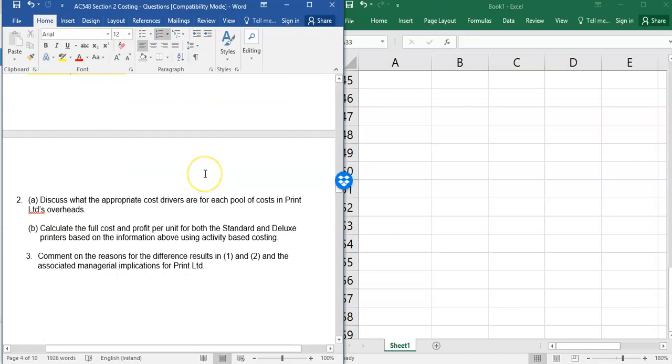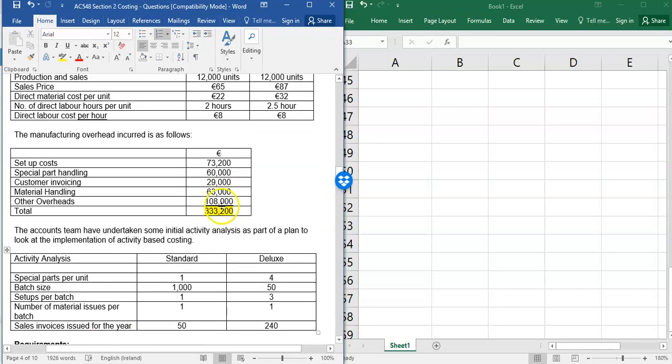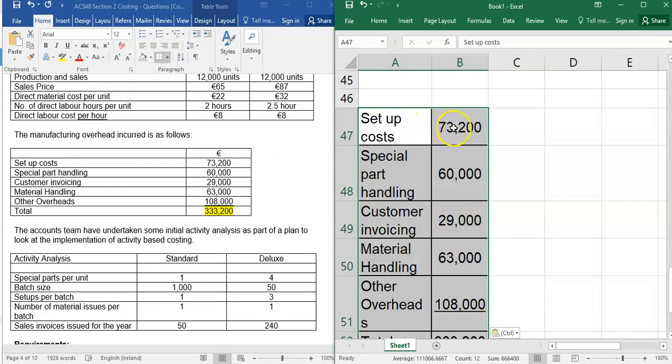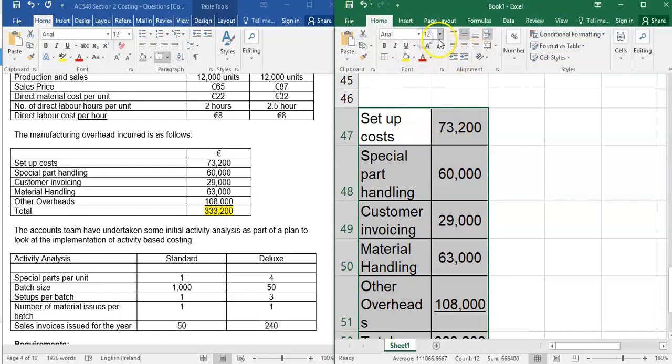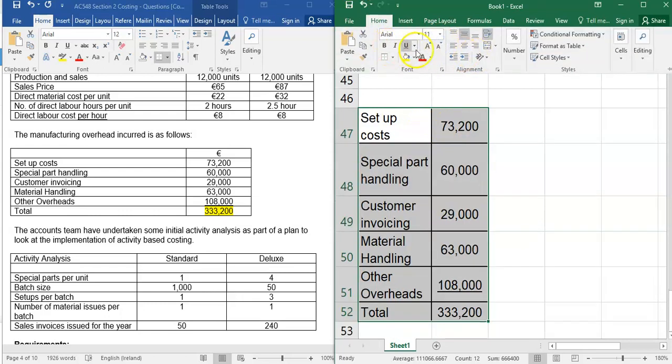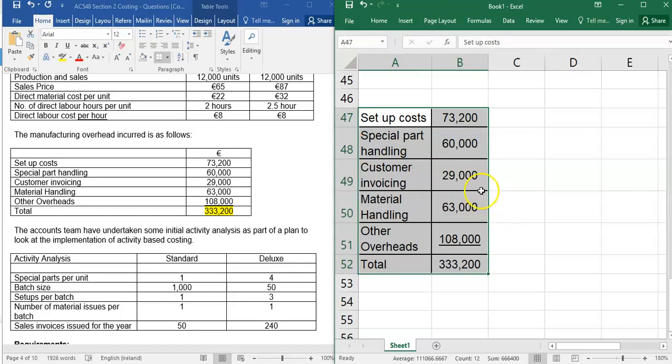And the first part is actually asking you, discuss what the appropriate cost drivers are for each pool of costs. So unlike in OLATA, where we tell you exactly what the drivers are, what I've done here is I've given you the cost pools, which I'll just copy over. So you have your cost pools there.